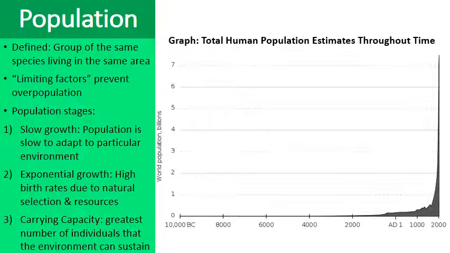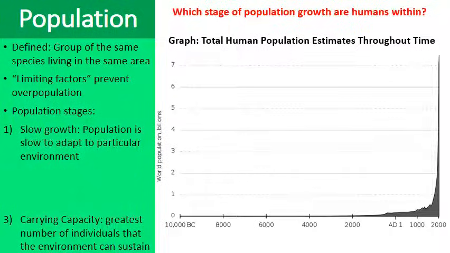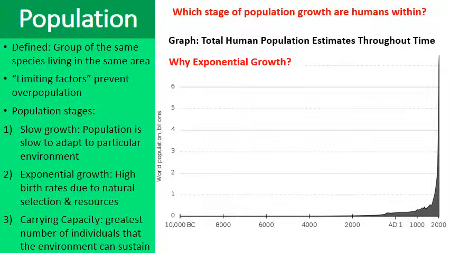When I look at this graph right here, which shows the total human population throughout time, ask yourself, what stage of population growth are humans within? Well, you can see we're in the exponential growth stage. The line is curving upward at a very high rate. And so you think about, why is that? Why are we in exponential growth?